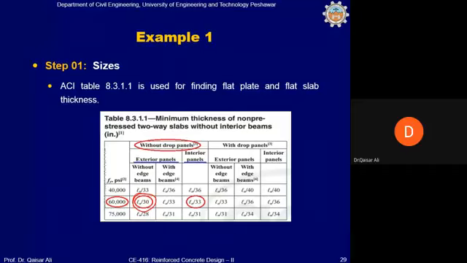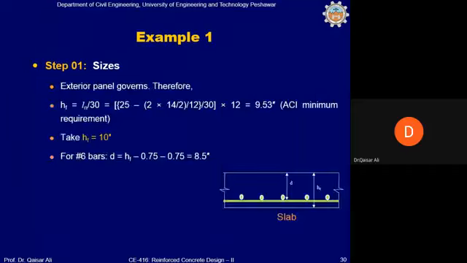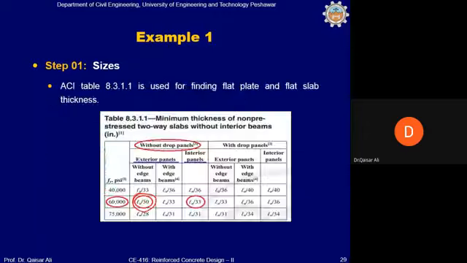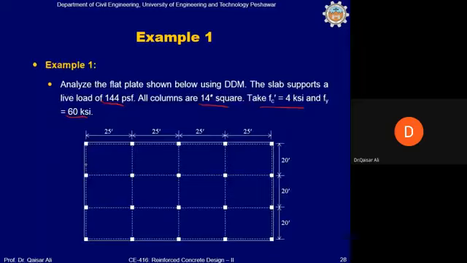For grade 60 steel, ln by 30, and okay, the slab panel is 25 by 20 feet. Okay, and if you look at this slab, we are designing, let's say, this frame. So the length is 25 feet and the width is 20 feet.